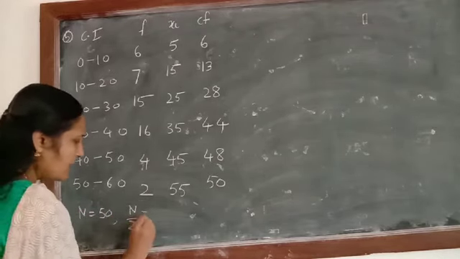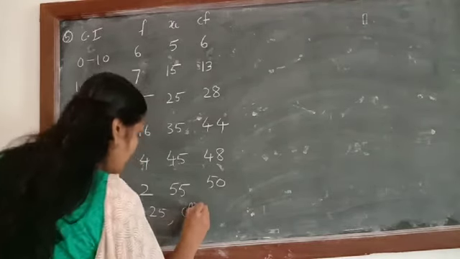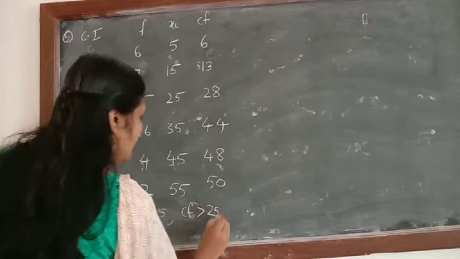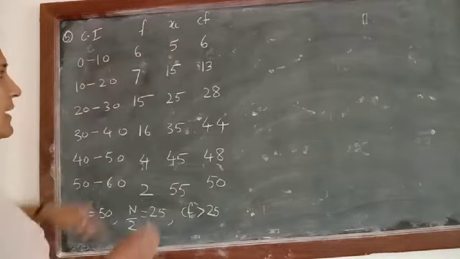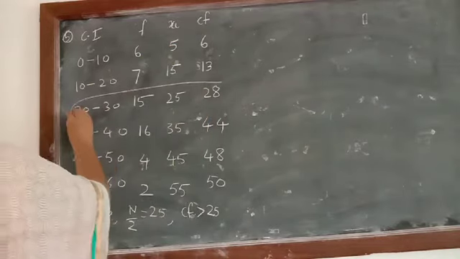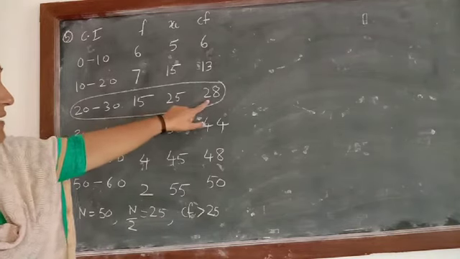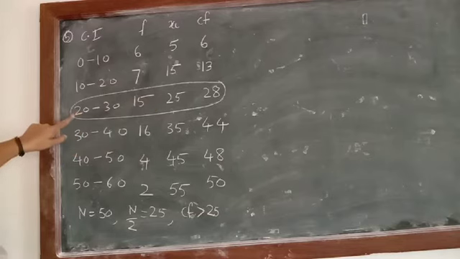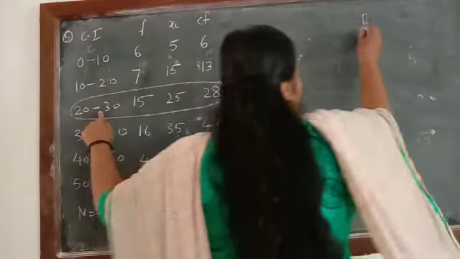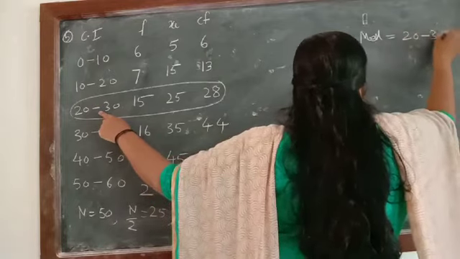After that, again check, n by 2 will be equal to 25. Now check the cumulative frequency which is just greater than 25. That is this one, correct? The cumulative frequency which is just greater than 25 is 28. So the corresponding class interval will be the median class. What is that? 20 to 30. So here I am doing the calculation now. Our median class is equal to 20 to 30.